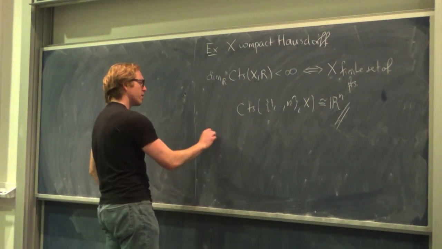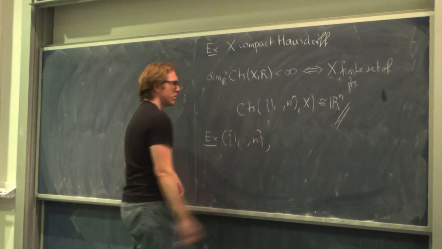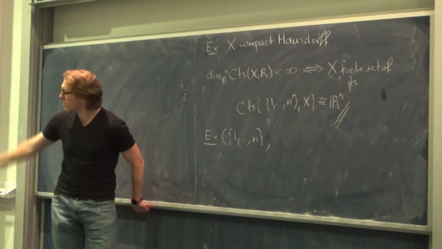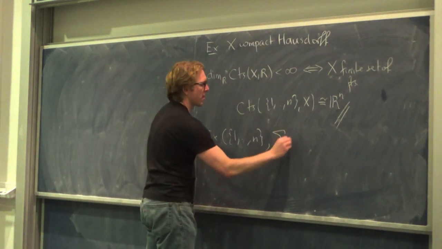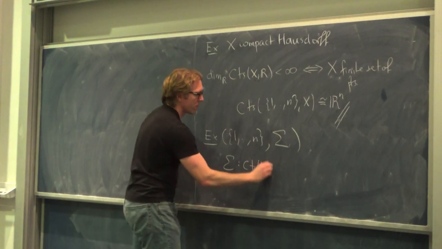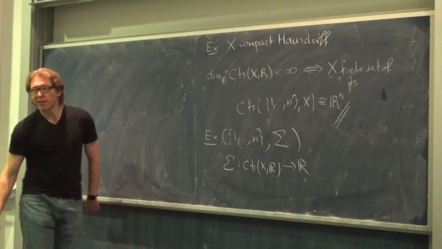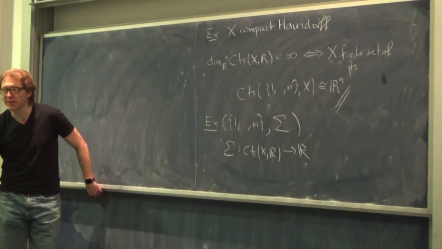Okay, so incidentally, take this guy with the discrete topology, that's compact and Hausdorff. I could ask for an integral pair. Well, what am I going to do? There's only one thing I can do. Almost only one thing I can do.